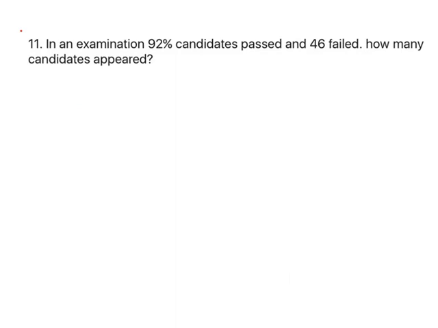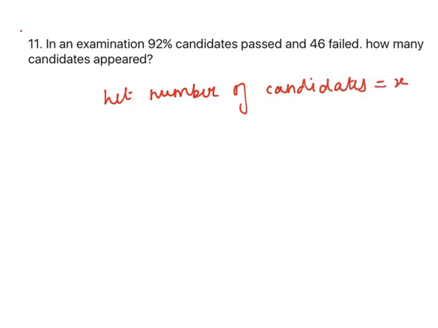The next question we have: in an examination, 92% of candidates passed and 46 failed. We have to find the total number of candidates that appeared in that examination. From the question, 92% of candidates passed, that means 8% failed. So let the number of total candidates be X, because we don't know that number, and that's the only thing we have to find. So pass is how much? 92% of X, and fail is how much? 8%.